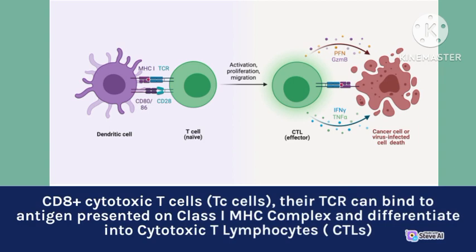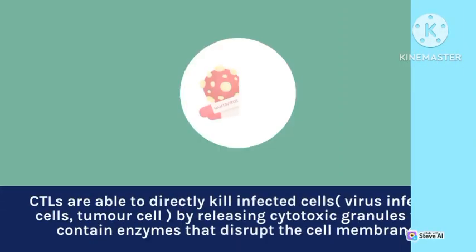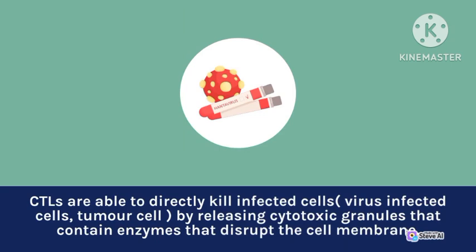CD8+ cytotoxic T cells, TC cells, their TCR can bind to antigen presented on class I MHC complex and differentiate into cytotoxic T lymphocytes, CTLs. CTLs are able to directly kill infected cells, virus-infected cells, and tumor cells, by releasing cytotoxic granules that contain enzymes that disrupt the cell membrane.